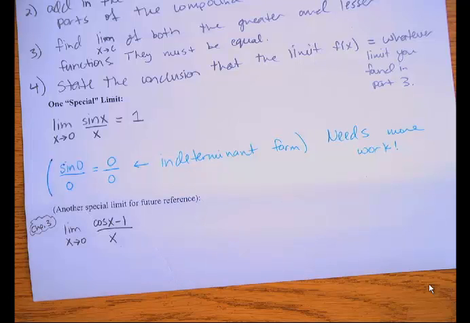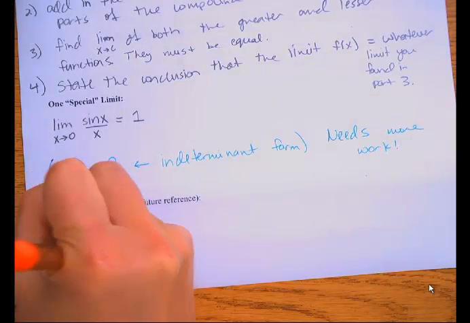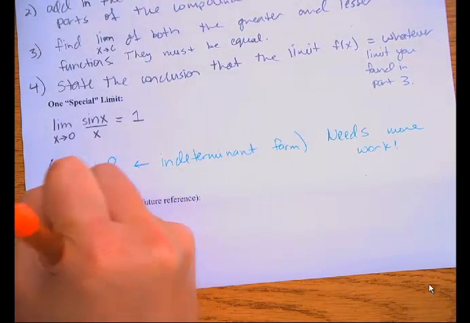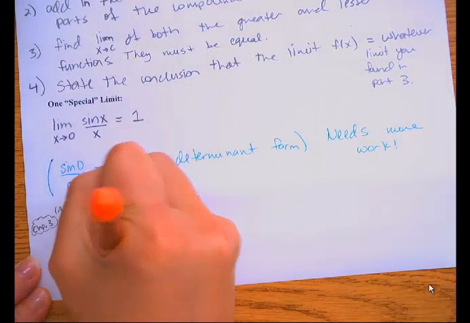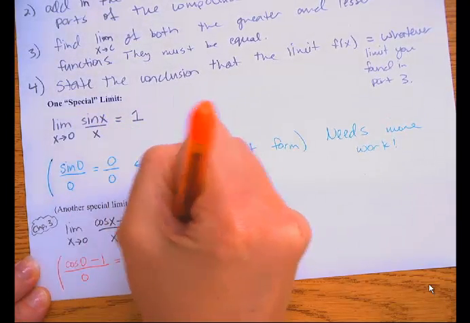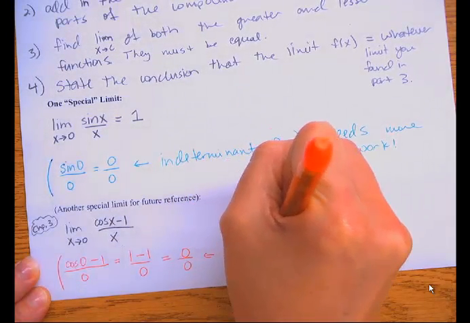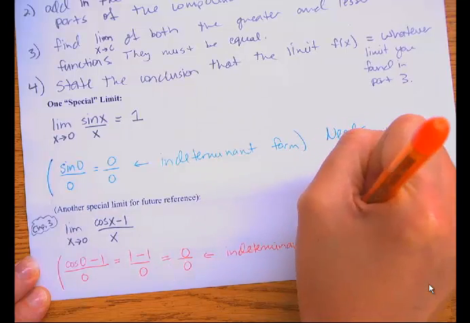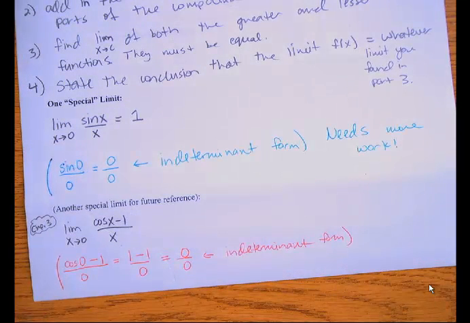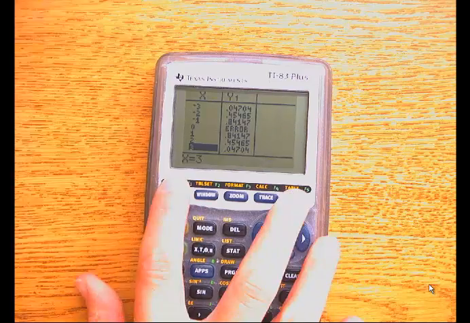So just like with the last one, if you were to try and find this limit by substituting, I would plug 0 for x in the numerator and then 0 for x in the denominator. And if you recall from pre-calculus, cosine of 0 is 1. And so again, I'm left with an indeterminate form. I'm left with 0 over 0. I am not able to determine from this what that value is going to be. So it would need more work, just like the last one. So I'm going to go ahead and look at the graph of this quotient as well.